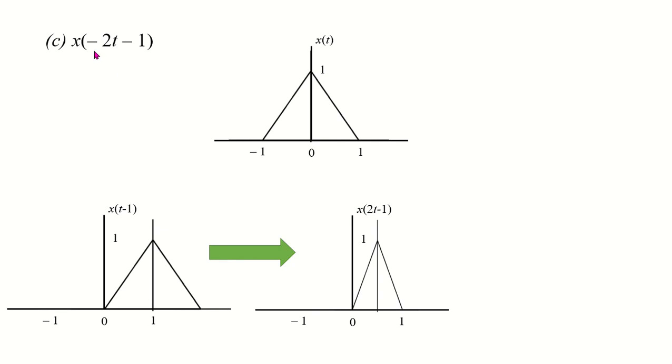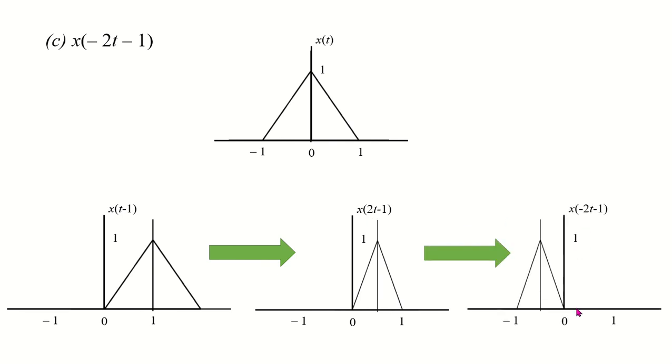Now the final sketch will be obtained if we incorporate this minus sign as well. If the minus sign is introduced in the expression x(2t - 1), it is what we call time reversal. So the time reversed version of this signal would be the mirror image about the vertical axis, as shown here.